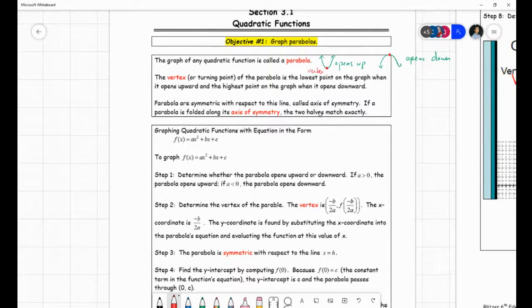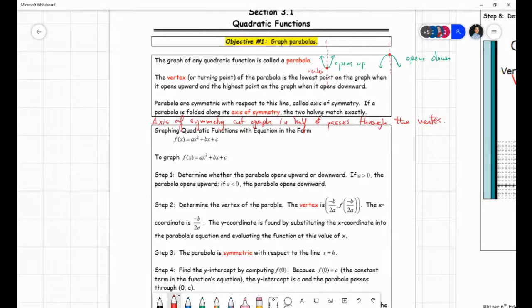Okay. The axis of symmetry, it is a vertical line, okay, where the parabola folds in half. So the axis of symmetry goes past the vertex. Okay, so let me write that. Axis of symmetry. Okay, cut the graph in half and passes through the vertex.